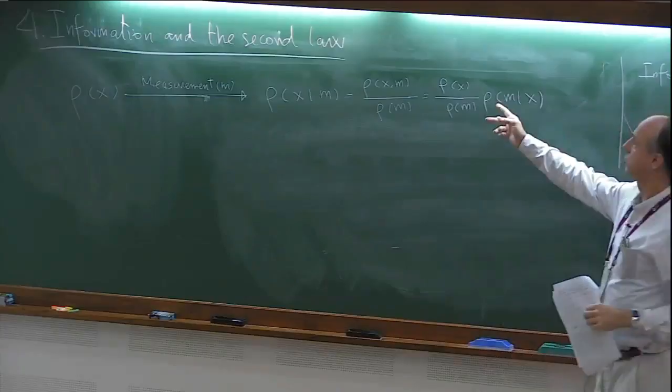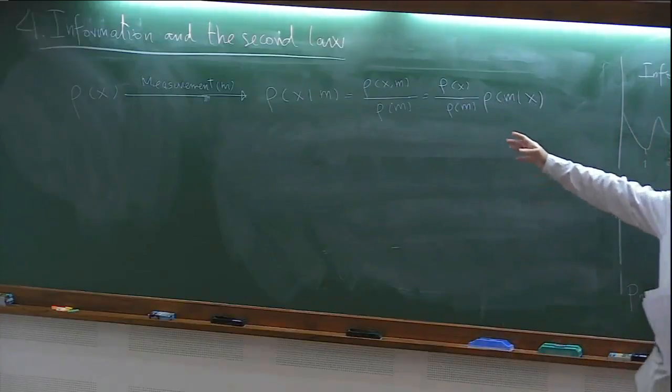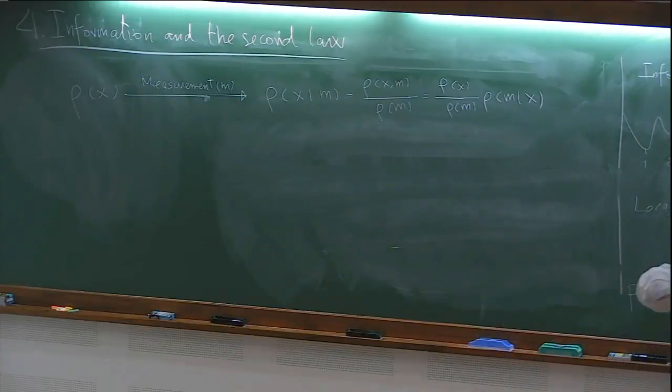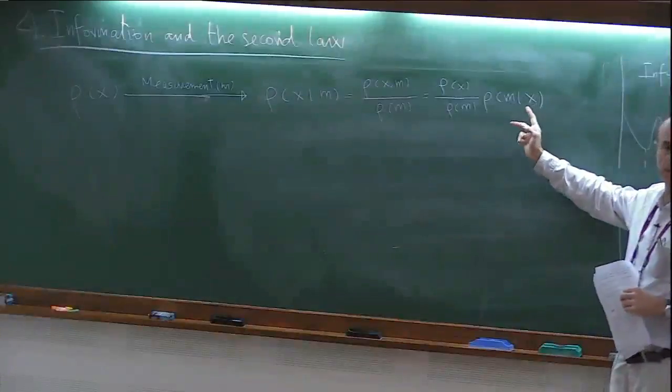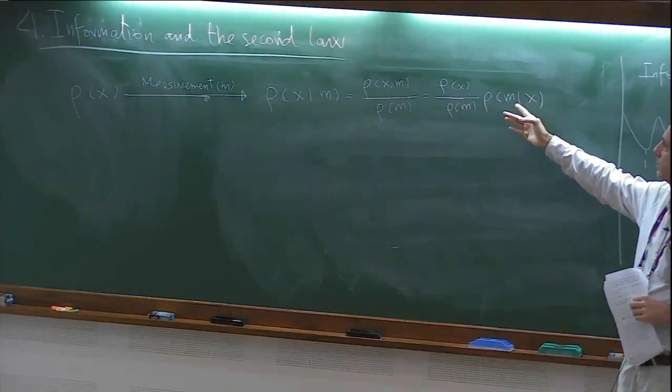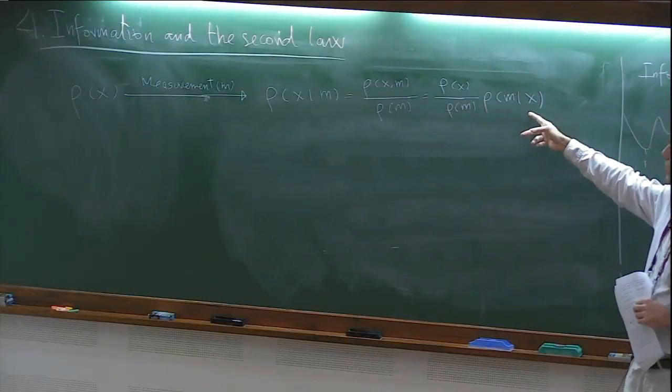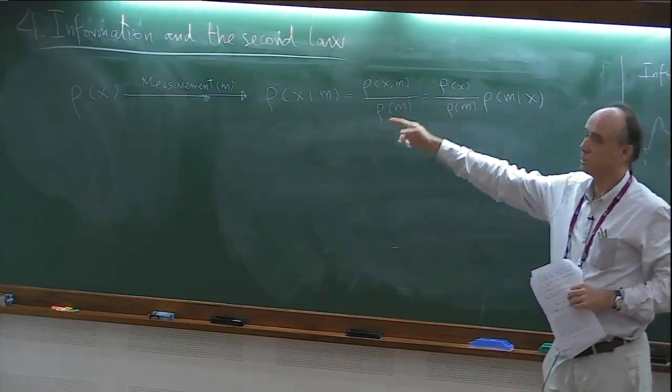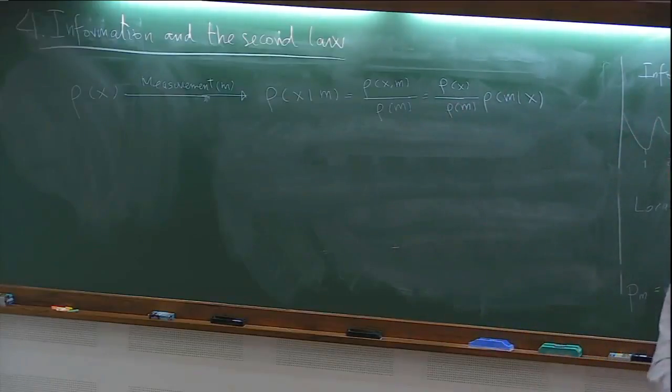Because usually what one has in a measurement setup is the probability to obtain m given x. If the measurement is error-free, there is no error in the measurement, this will be just the delta function of m and x, m is a function of x. But you can have some errors here, and your post-measurement state will be given by that.